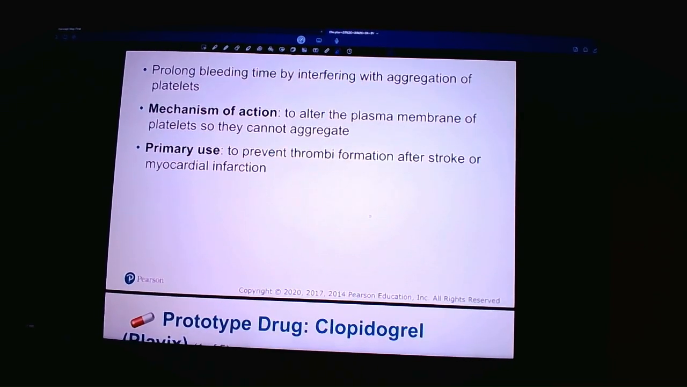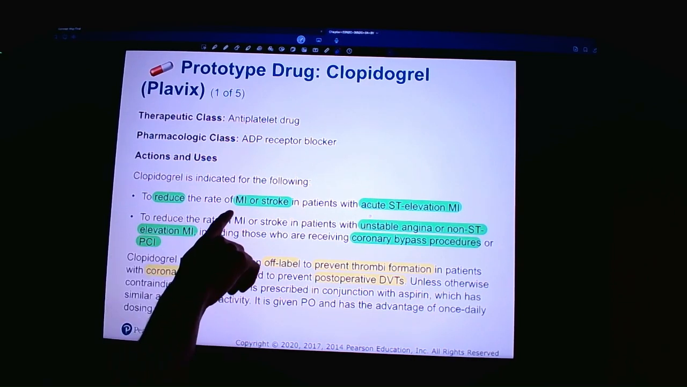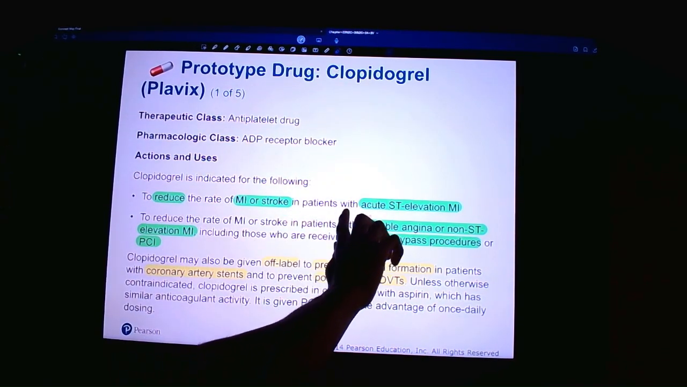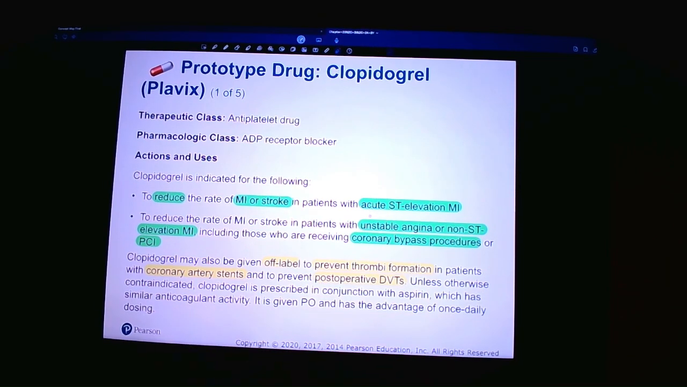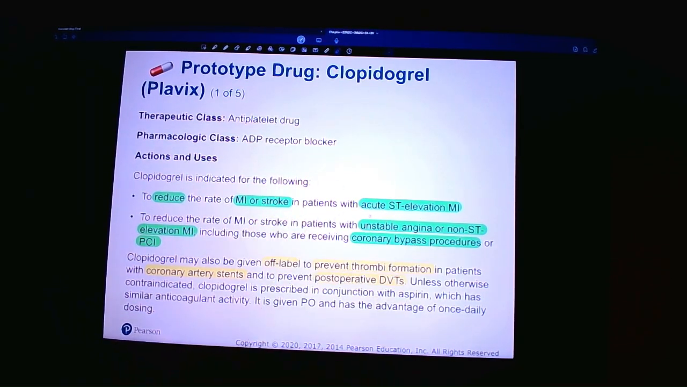And then we're going to have our example, right? So here's clopidogrel, Plavix. For this one, again, it reduces the rate of another MI or stroke. And then there's also patients that have had a STEMI. A STEMI is just a fancy name for something that causes an MI, a myocardial infarction, because it's acute ST elevation myocardial infarction. If you're familiar with EKGs, you'll know what that is. But long story short, it's just a different type of heart attack. It's a type of heart attack.